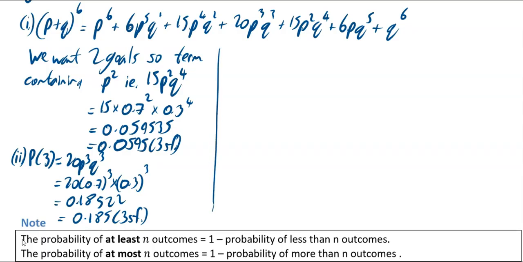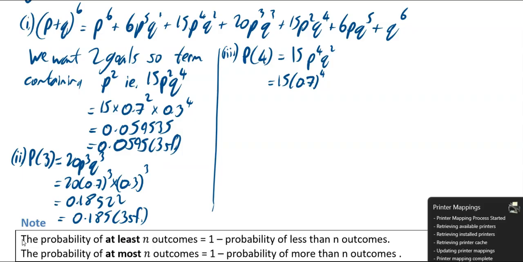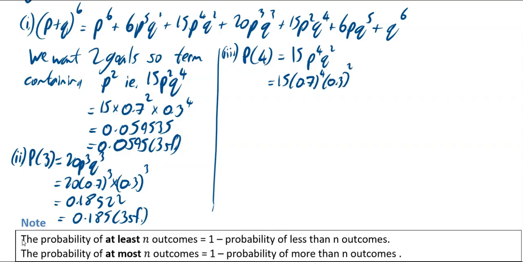The next question asks you to find the probability of 4 goals. So part 3 is you're looking for the probability of 4 goals. Again, it's the one containing p to the power 4, which is going to be 15 p to the power 4 q squared, which is 15 times 0.7 to the power 4 times 0.3 squared. And if you do that out, what you will get is 0.3232435, and that is 0.324 to 3 sig figs.